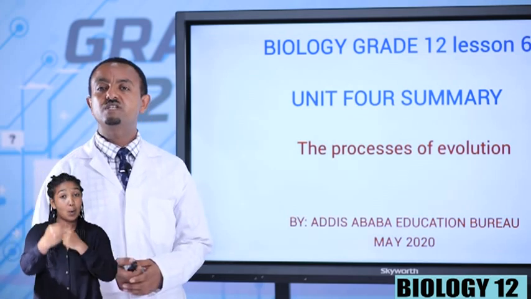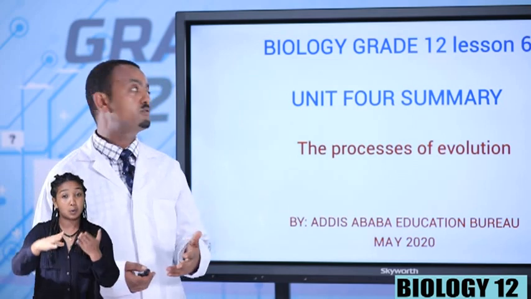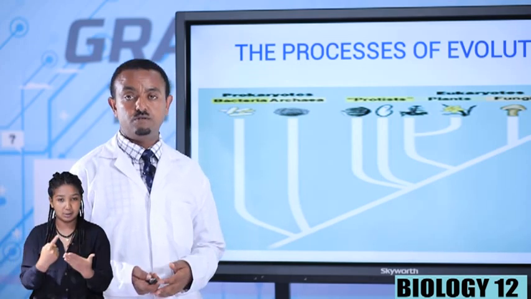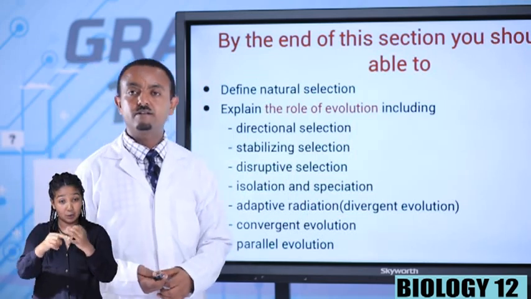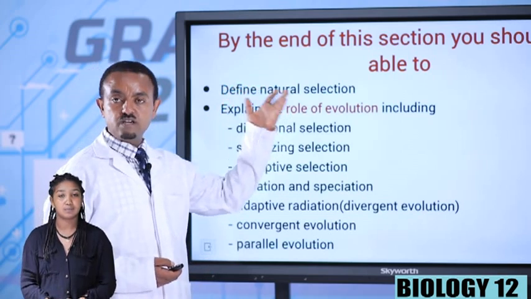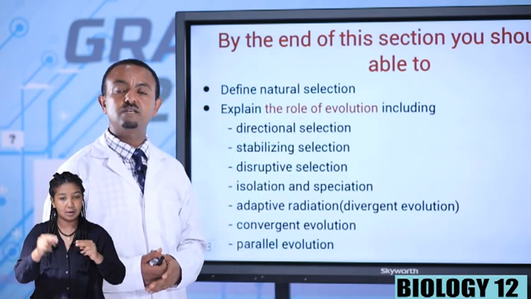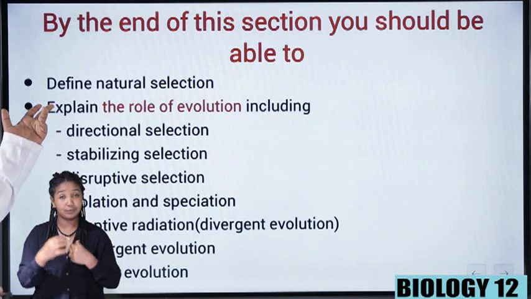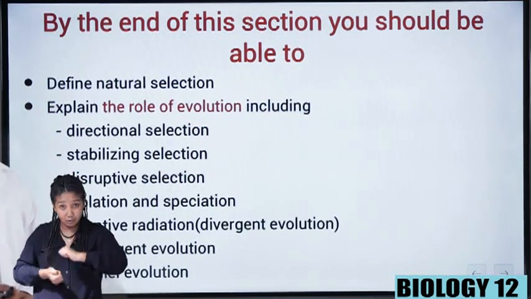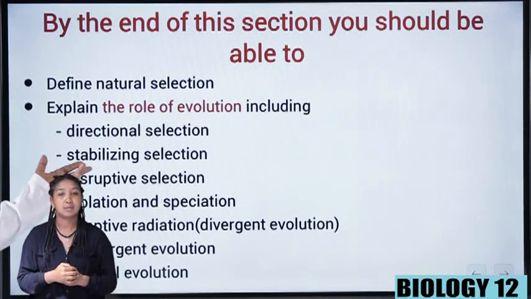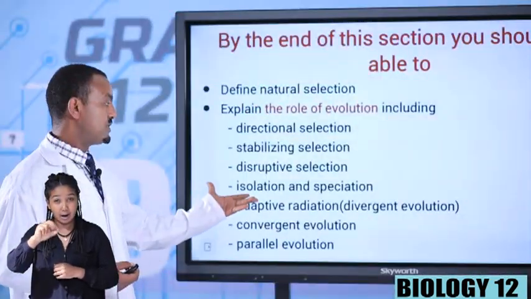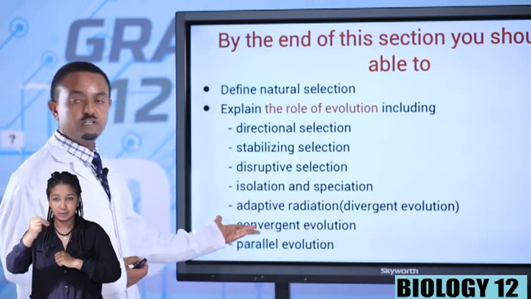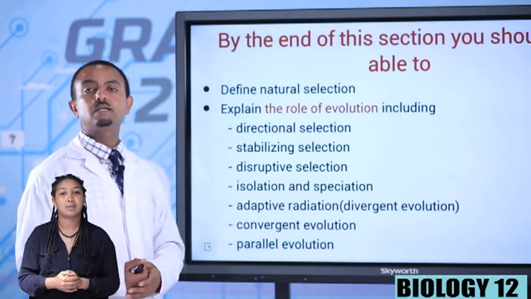Today we are going to learn about the processes of evolution. What processes are there in evolution? By the end of this lesson, you should be able to define what natural selection means and what types of natural selection there are. You have to explain the role of evolution, including directional selection, stabilizing selection, disruptive selection, isolation and speciation, adaptive radiation or divergent evolution, convergent evolution, and finally, parallel evolution.